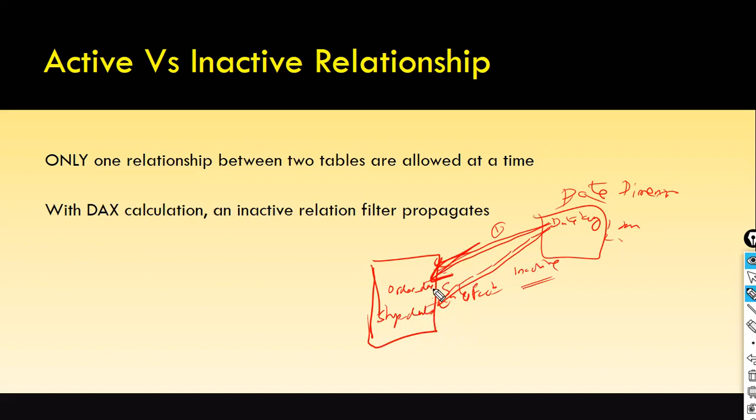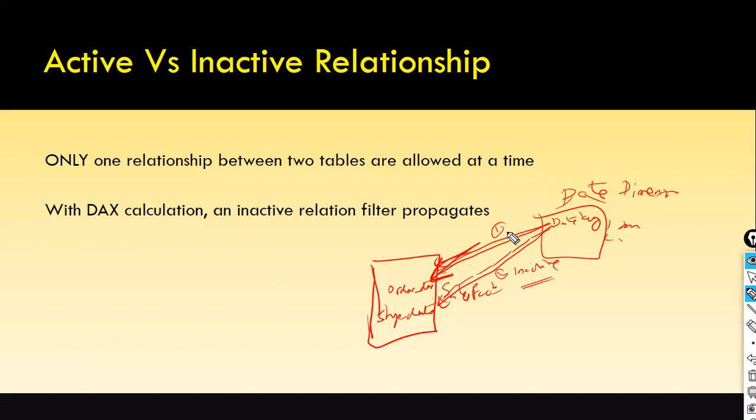So in this case, the scenario is I want to find out the total sales by order date. And also I want to see the total sales by ship date. Two different scenarios. To answer the first question, you need to filter this table based on the order date. To answer the second business question, you need to use this table to filter this table based on the ship date column.